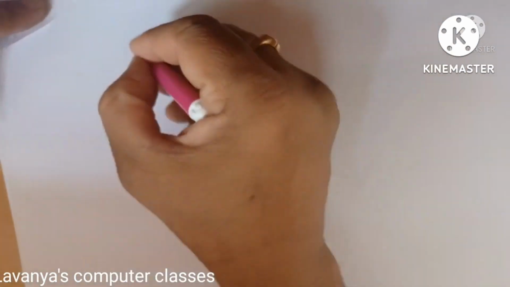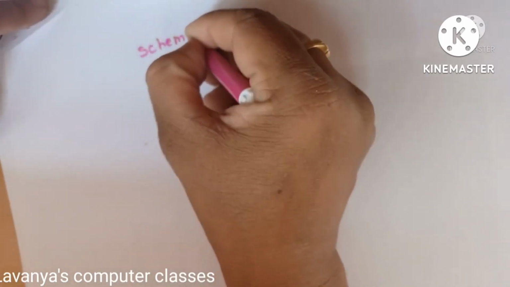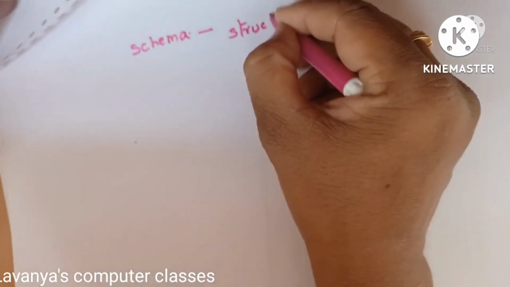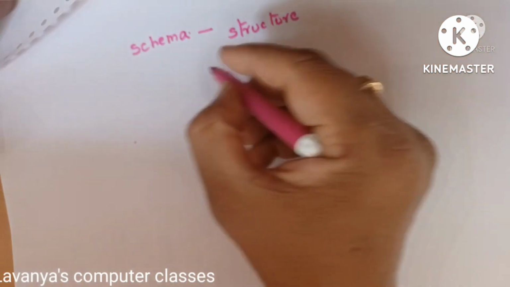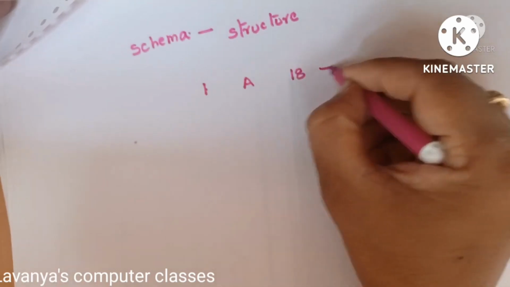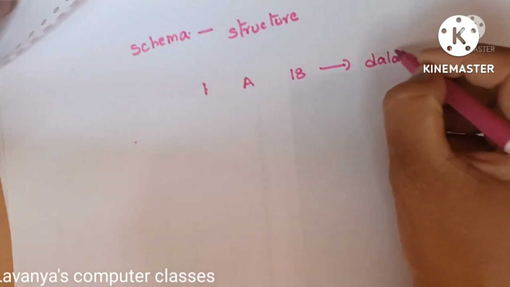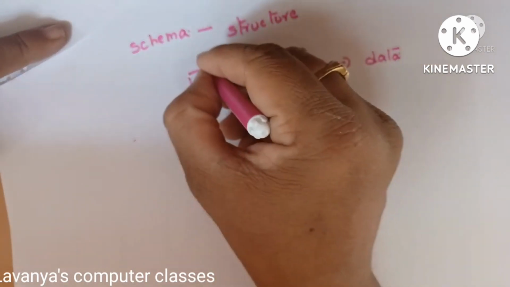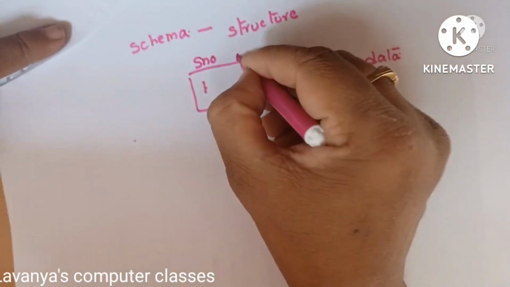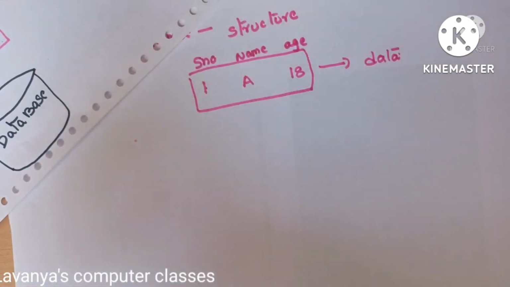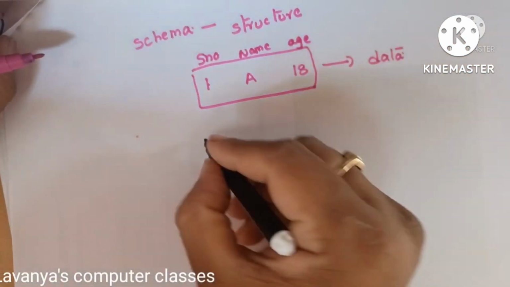Before going to the 3 level architecture, first we should know what a schema is. What is schema? It is the structure of the database, the skeleton of the database: how the data is stored, in which format the data is stored. That entire thing is explained using schema. For example, I have data like 1, A and 18. So what does 1 indicate? 1 indicates the serial number, A indicates the name of the student, 18 indicates the student's age. If the data is stored in this format, that is called schema.